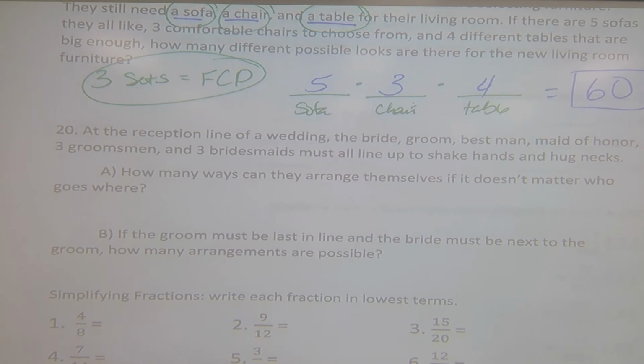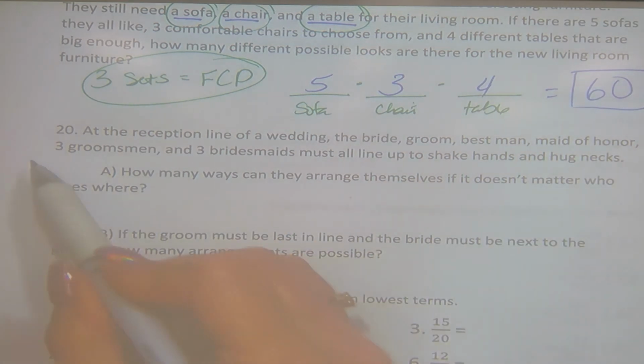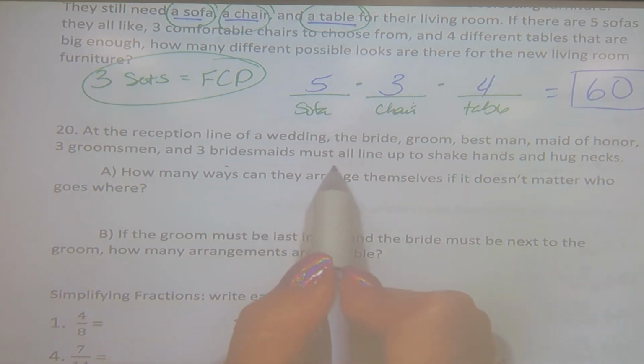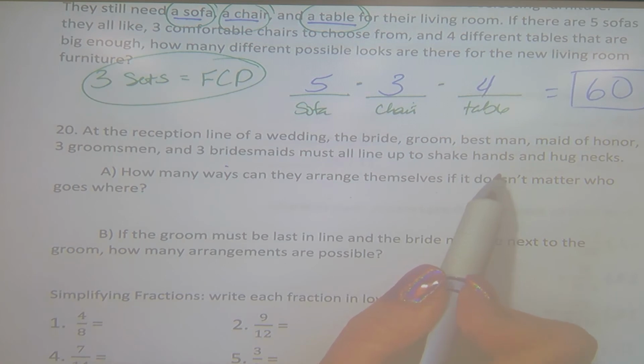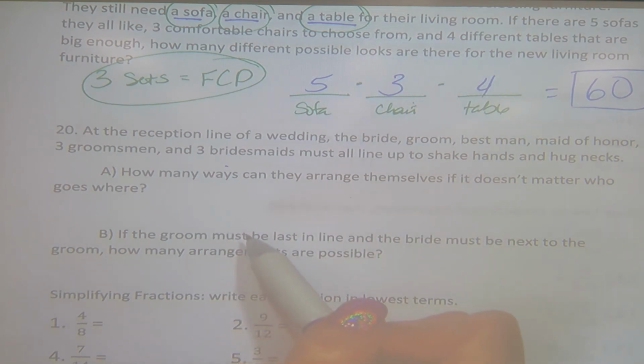All right, number 20. At the reception line of a wedding, I have bride, groom, best man, maid of honor, 3 groomsmen, and 3 bridesmaids who all have to line up and shake hands and hug necks. How many ways can they arrange themselves if it doesn't matter who goes where?